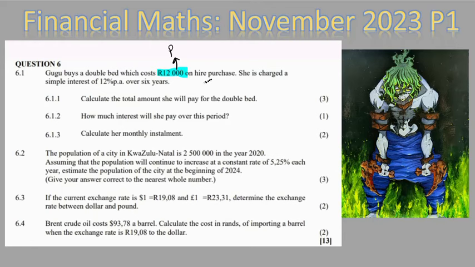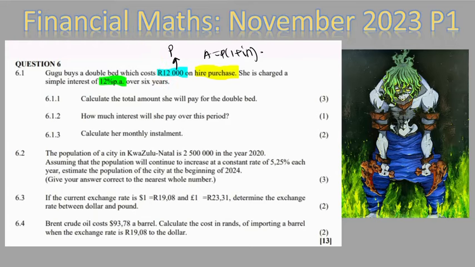Okay, let's move on. Hire purchase. Now look at that. Hire purchase says what? Hire purchase says we must use the simple interest formula. Okay, it says she is charged 12% per annum over 6 years. Now another keyword here, 12% per annum. Another keyword again, it's this one that says over 6 years.